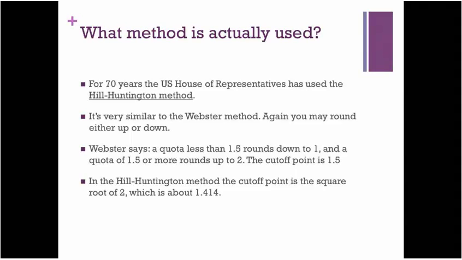Again, you may round either up or down. So how could it be different? How could there be yet another rounding rule? Well, amazingly enough, there is. Webster says, for example, suppose you have a quota between 1 and 2. If it's less than 1.5, then you should round down to get 1. And if it's 1.5 or more, you should round up to 2. In other words, this is a rounding rule in which the cutoff point is halfway between the integers. Halfway between 1 and 2 would be 1.5. For some strange reason in the Hill-Huntington method, you don't use that as the cutoff point. In fact, the cutoff point is, believe it or not, the square root of 2, which is about 1.414.